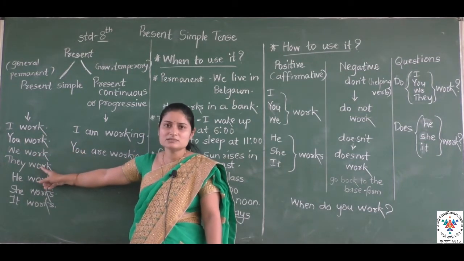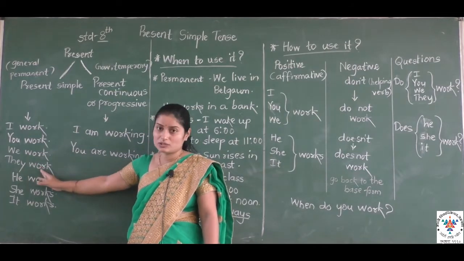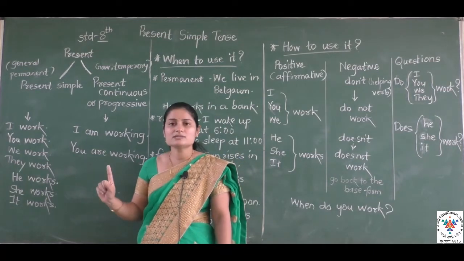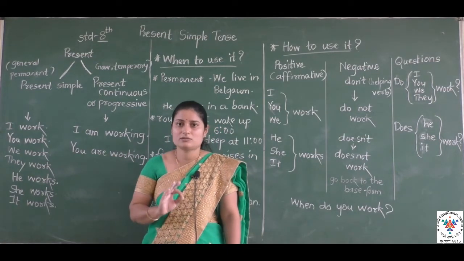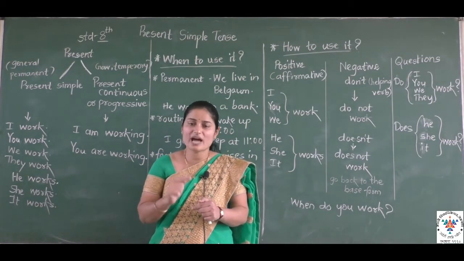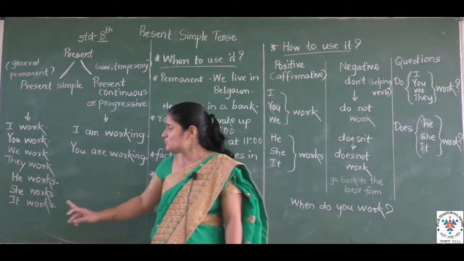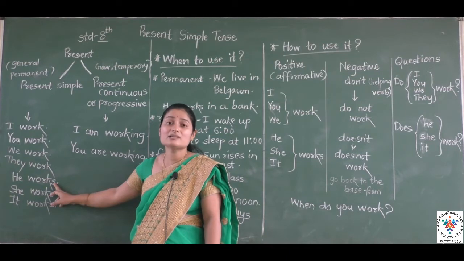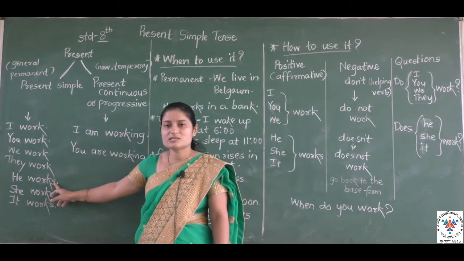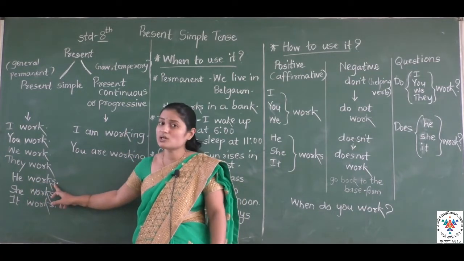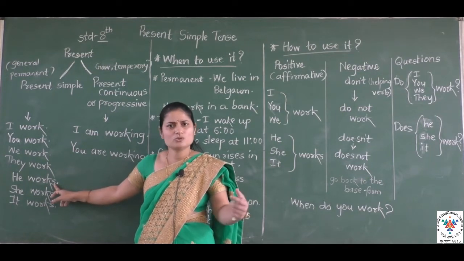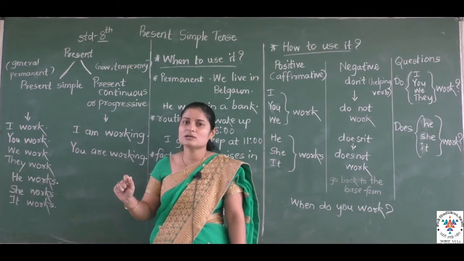There is also third person plural: they work. But the most important part you should remember is that whenever the subject, or the performer of the action, is third person singular, you should add s to the verb, or the base form. For example, he works. You should not say he work. You should say he works. If he is working in a bank, you should say he works in a bank.